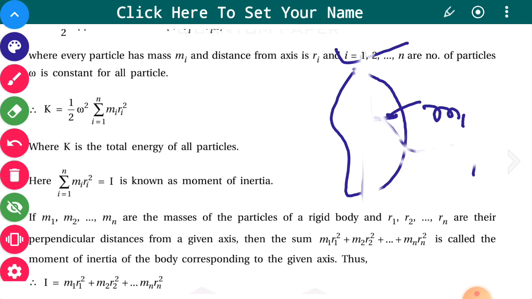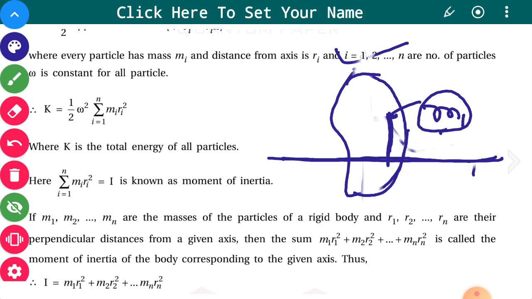So the perpendicular distance of the particle from the rotational axis will change. Say this is my rigid body as it is, but now I have this as a rotational axis, I want to rotate in a different way, then this perpendicular distance of the particle is different. Then we can say the moment of inertia m1, r1, all the distances. Now for r2 the distance will be different, for the third particle the third distance will be different.